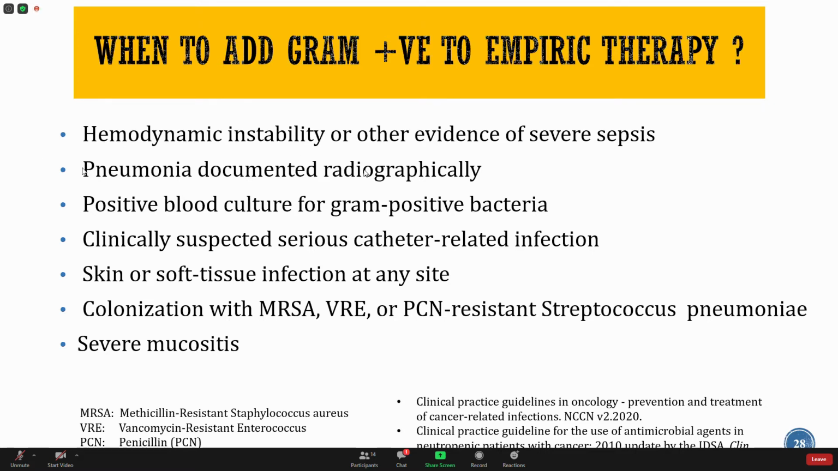Those patients who have hemodynamic instability, evidence of severe sepsis, radiographically documented pneumonia, or a positive blood culture for gram-positive bacteria, or clinically suspected serious catheter-related infection, or serious skin or soft tissue infection, or colonization with MRSA or VRE, or severe mucositis, grade 2 to 4 mucositis. And actually I would add one more thing: that they were on quinolone prophylaxis. So these are the patients to whom we should add vancomycin upfront.